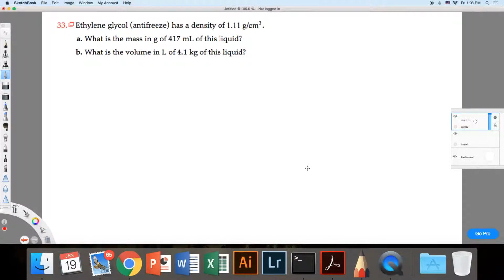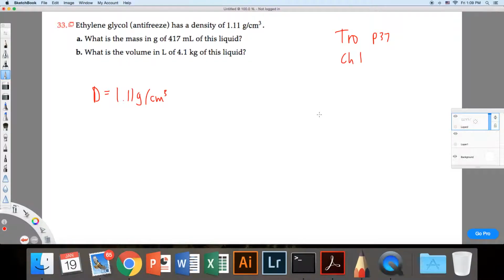Okay, so a student asked about number 33. This is from Tro, chapter 1, end of chapter problems, and I think it's on page 37 or close to it. Ethylene glycol antifreeze has a density of 1.11 grams per cubic centimeter. What is the mass in grams of 417 mL of this liquid?